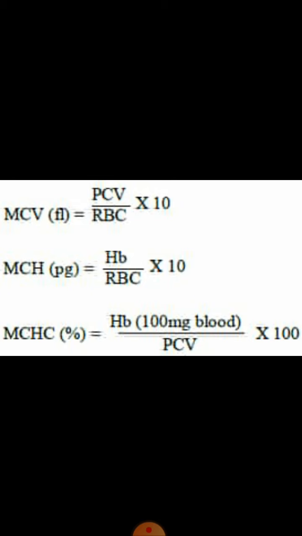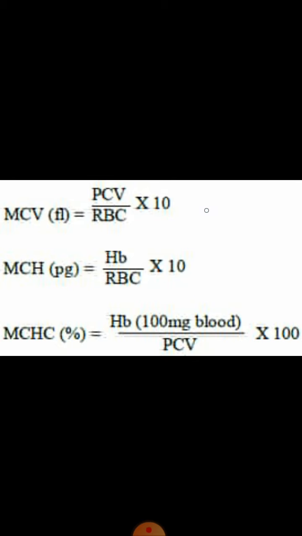Mean corpuscular volume is defined as the average volume of a single red blood cell, as it is the mean corpuscle, the mean red blood cell. It is measured in femtoliters, and we can find the mean corpuscular volume by dividing the packed cell volume by the total number of red blood cells multiplied by 100. The normal value ranges from 80 femtoliters to 100 femtoliters.